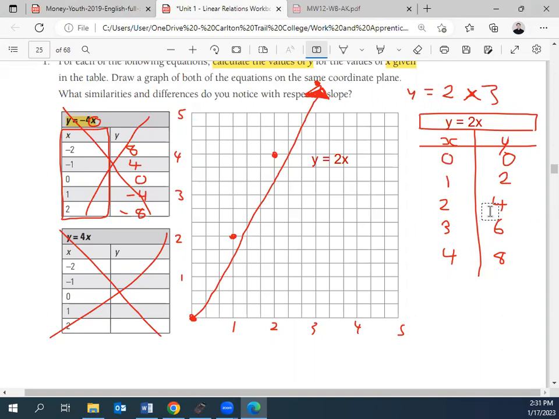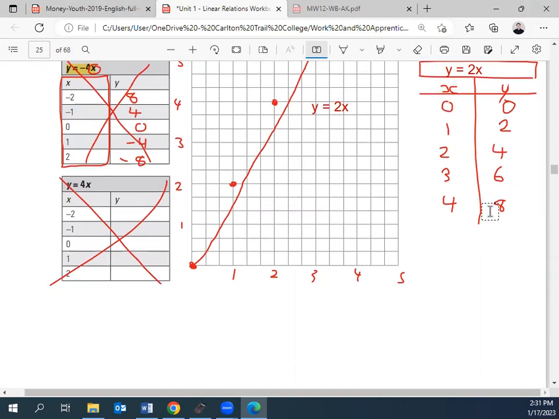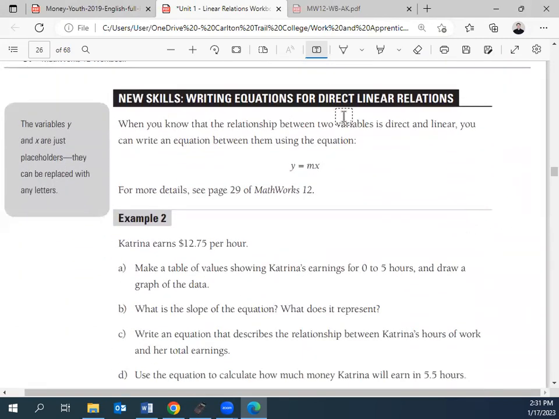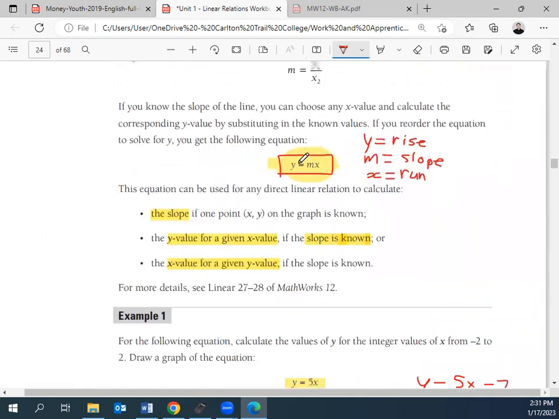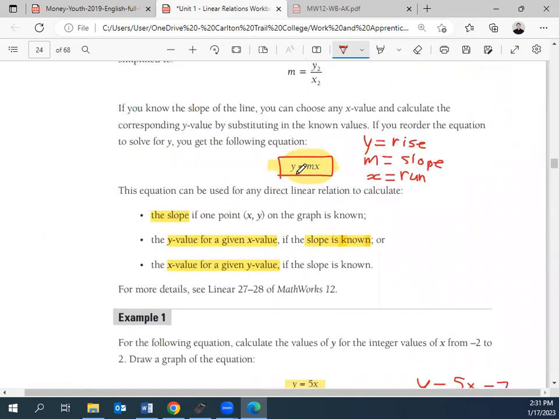Is everyone done with that part of it? No one's saying no. I'm going to start scrolling down. So yeah, this y equals mx is the formula that you're able to use for these three things here.